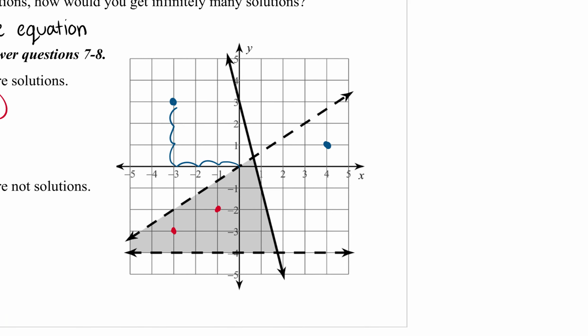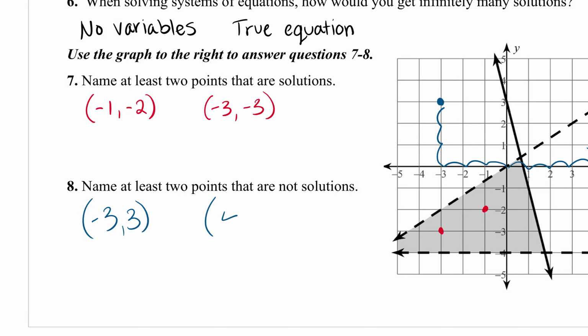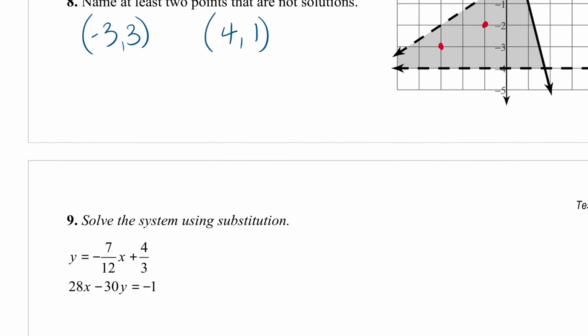And on the right, I have 4, 1. And again, there's many solutions that are true. Those are just 2, and that's all I needed. Alright, let's go to the back page.